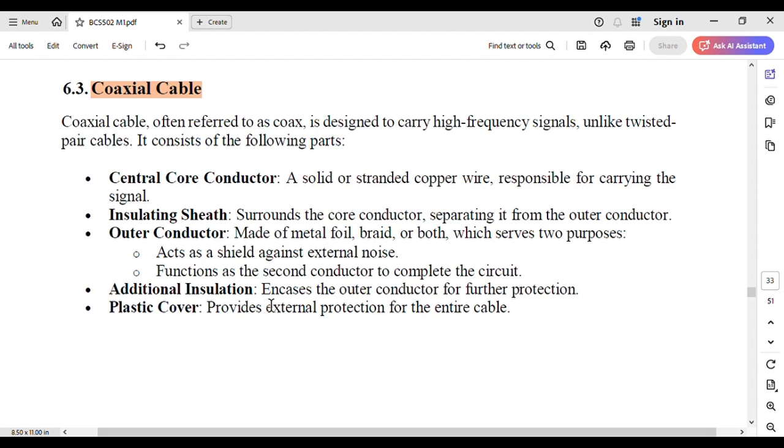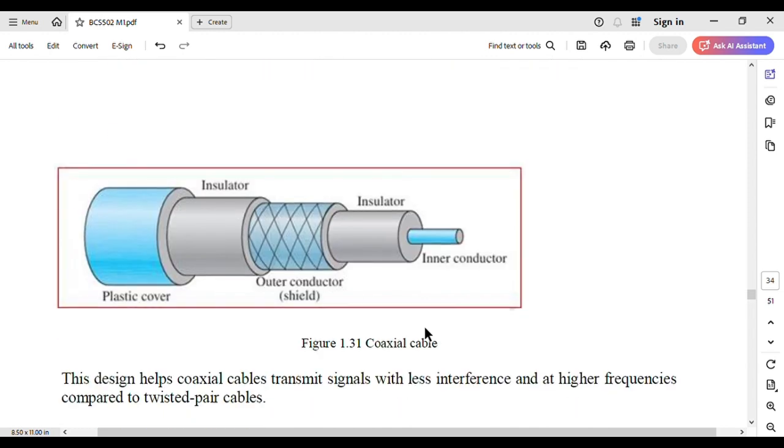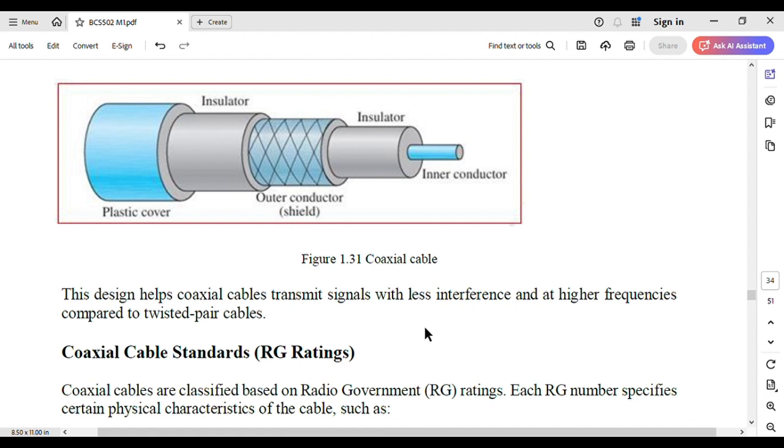Additional insulation encases the outer conductor for further protection. Plastic cover provides external protection for the entire cable. So this is the diagram of the coaxial cable. Inner conductors are present, and after that we have the insulator, which is covered by the outer conductor shield, and this shield is covered by an insulator, and this insulator is also covered by a plastic cover.